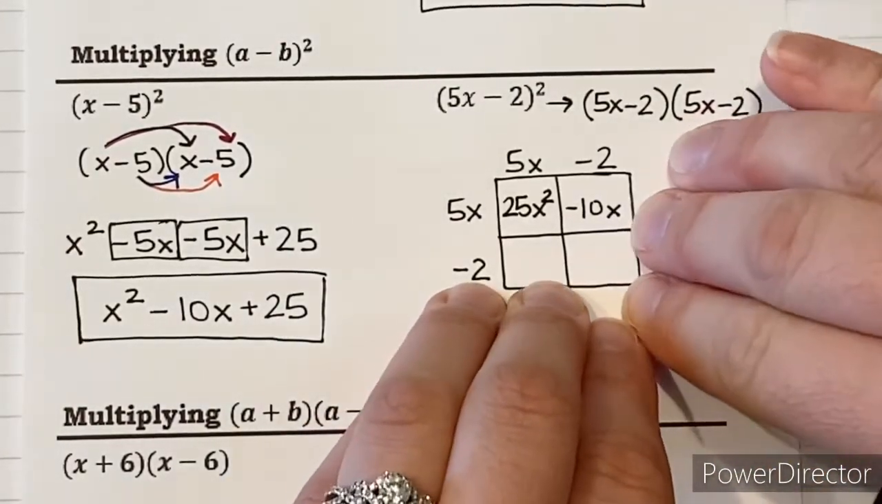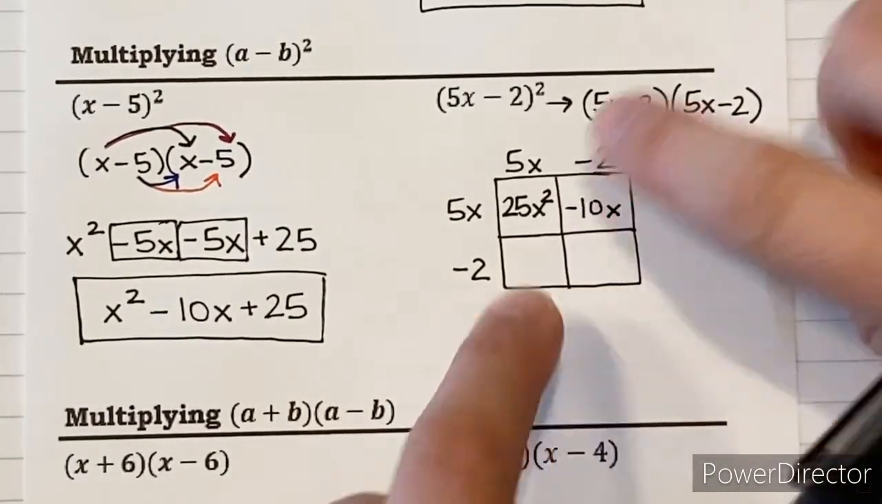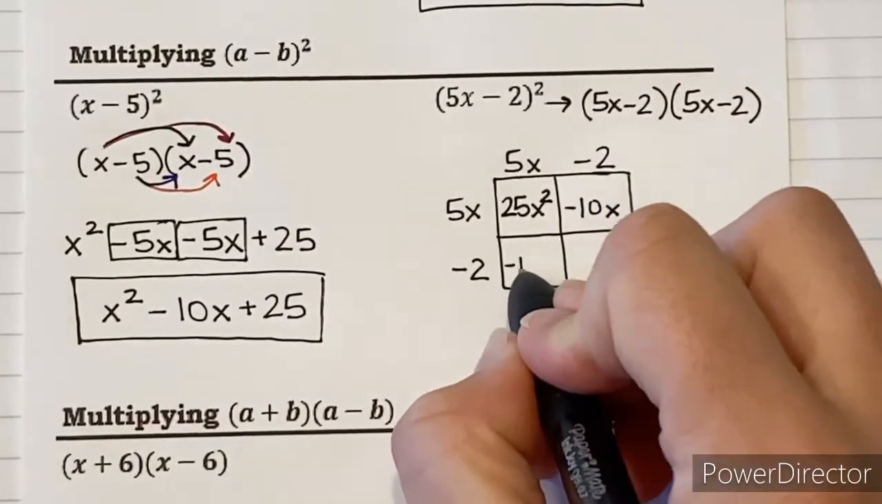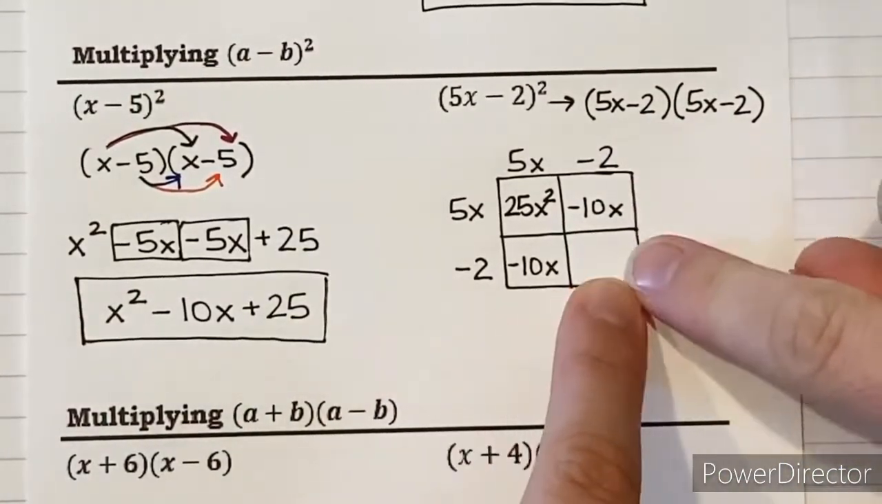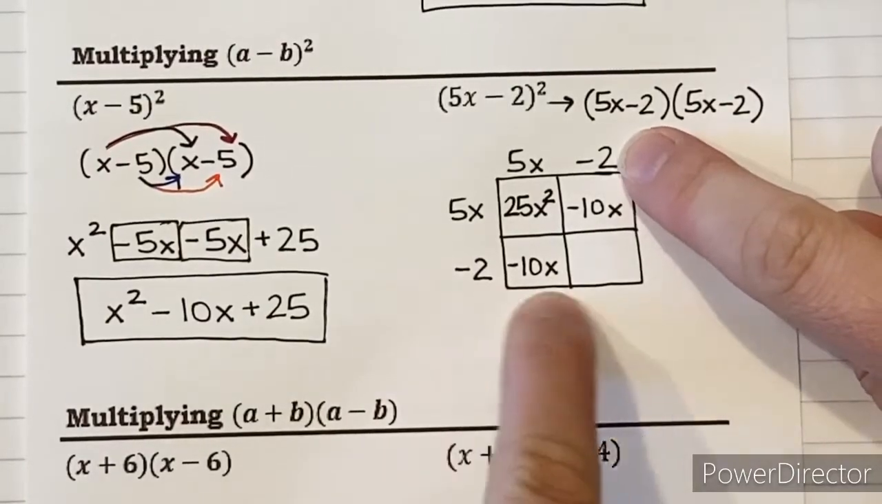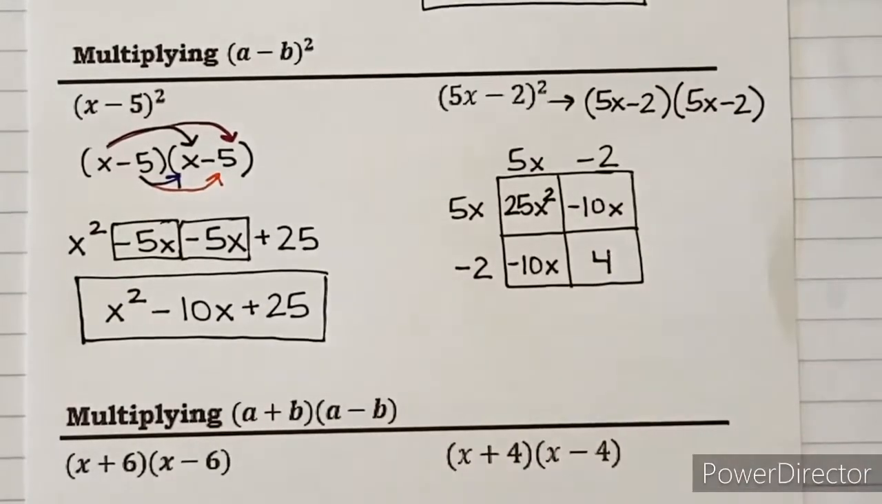Now bottom left, I have negative 2 times 5x, which is going to be negative 10x again. And then bottom right, I'm looking at negative 2 times negative 2, which is positive 4.